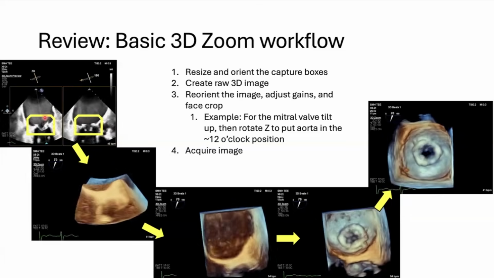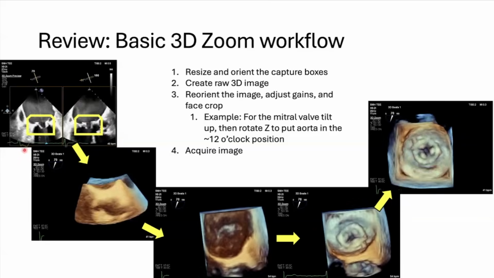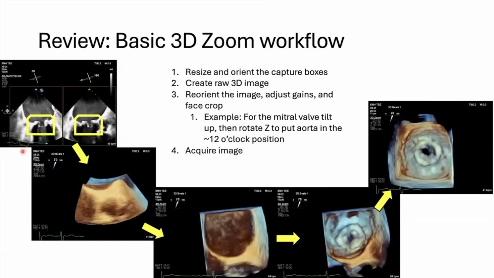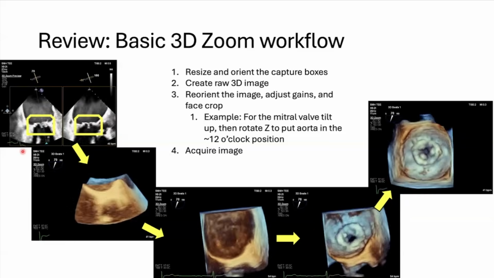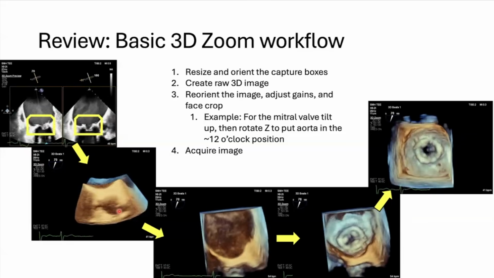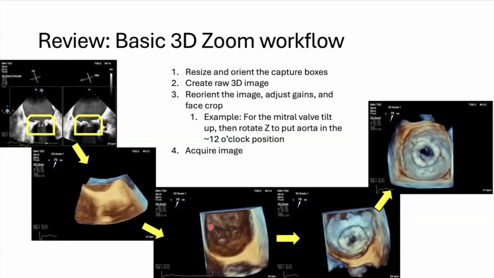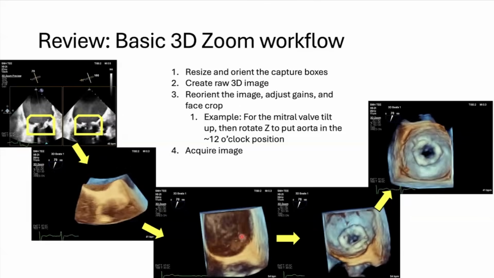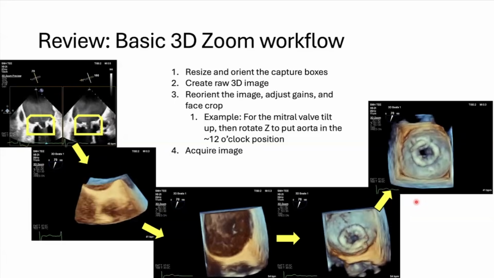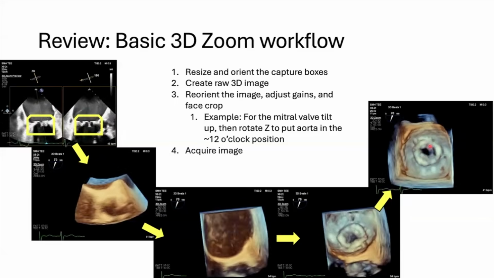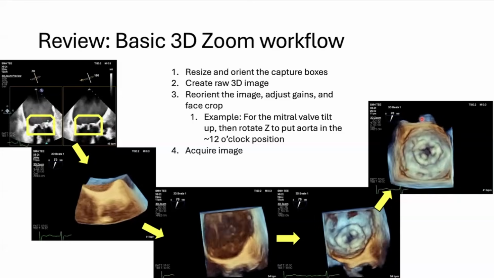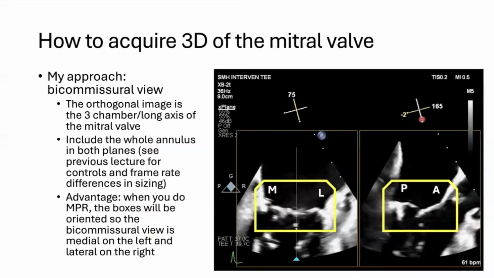You want it to be as big as it needs to be to capture the structure of interest, but no bigger than that, because the bigger you make these boxes, while your image will be larger and you'll have more data within it, it takes more to process and your frame rate is going to be lower. Once you have produced the 3D pyramid, you're going to get something like this, and then we have to process that. So you're going to use the trackball to tilt the valve on fast. You notice there's a lot of smoke in the atrium. We're going to turn down the gain. Now we're able to see our valve, and then we're going to use the trackball and rotate Z to orient the valve in the proper orientation. For this case, the mitral valve, the aorta is at 12 o'clock. So this is a review of the workflow we talked about in Part 1.